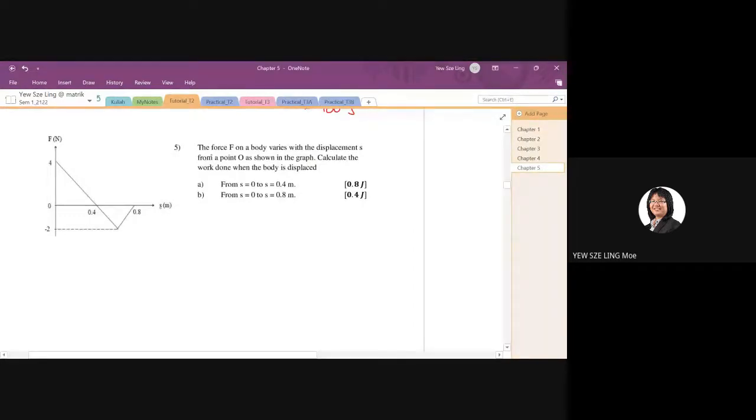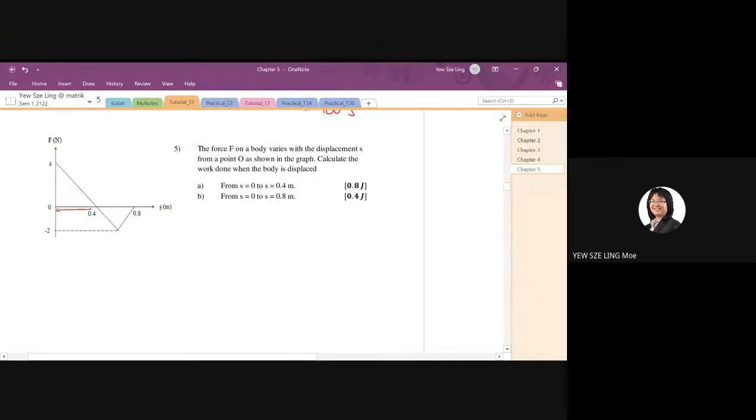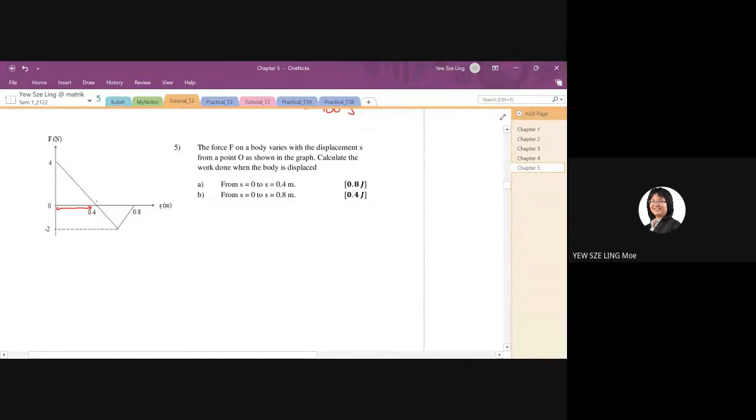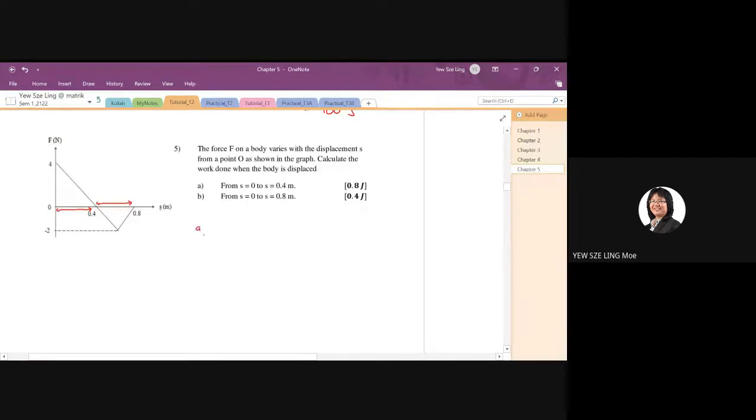Let's see. The force on a body varies with displacement as shown in the graph. Calculate the work done on the body if it is displaced from 0 until 0.4. The first part is the first triangle, and the second part is the second triangle. So what are you going to do? You're going to calculate them one by one.